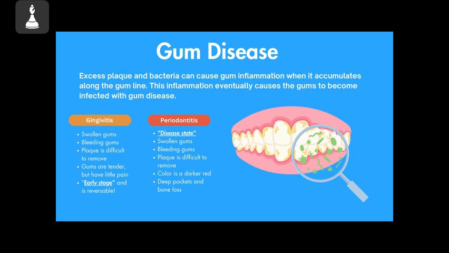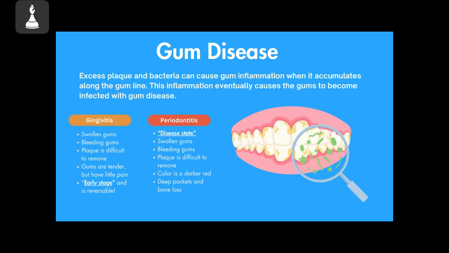Now, the first stage of gum disease is called gingivitis. It is when your gums are swollen, they tend to bleed. Plaque is difficult to remove, and gums are tender but have little pain. And this is considered the early stage, and it is reversible.